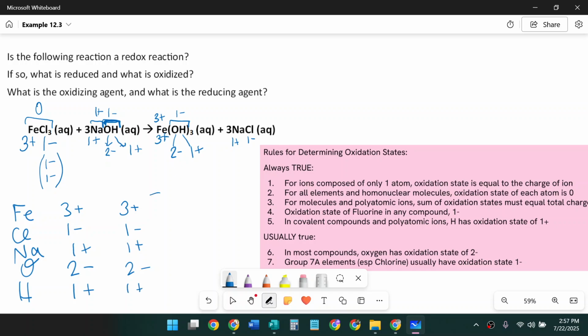So if you look at this set of numbers, you can see that going from the reactant side to the product side, nothing changed its oxidation state. And so this is not a redox reaction. So that means we don't have to answer that one or that one. All right.